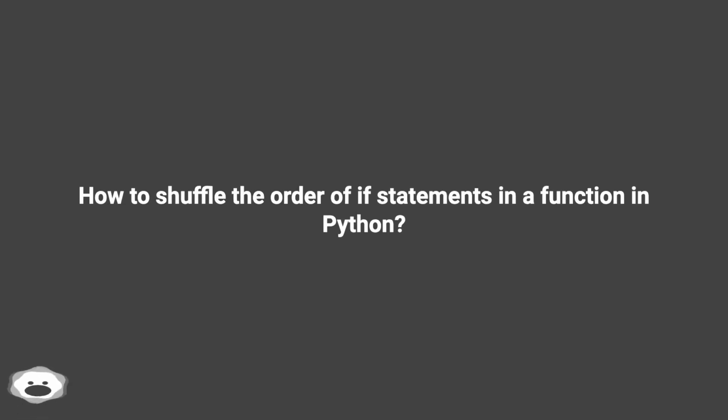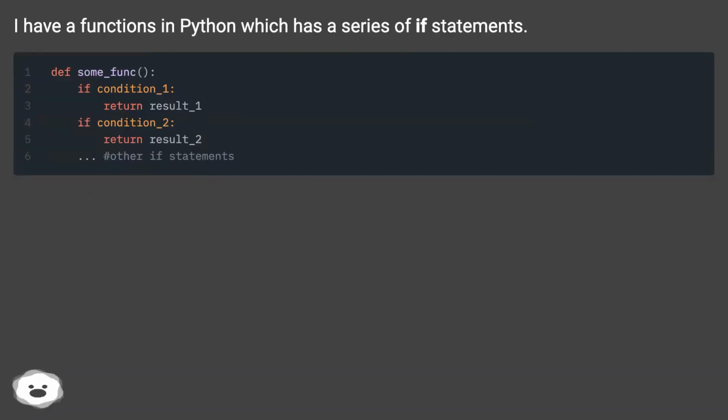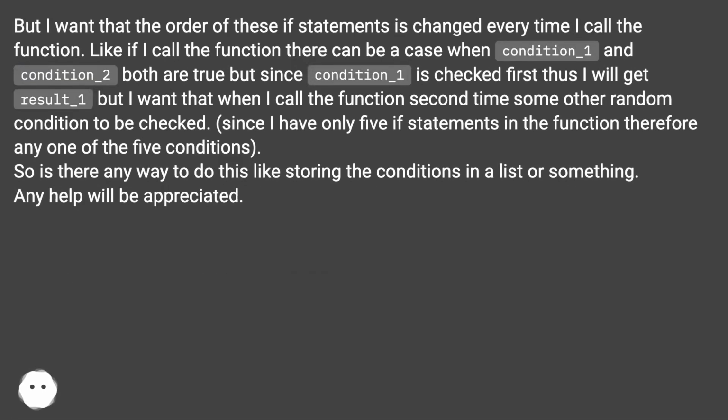How to shuffle the order of if statements in a function in Python? I have a function in Python which has a series of if statements. But I want the order of these if statements to change every time I call the function.